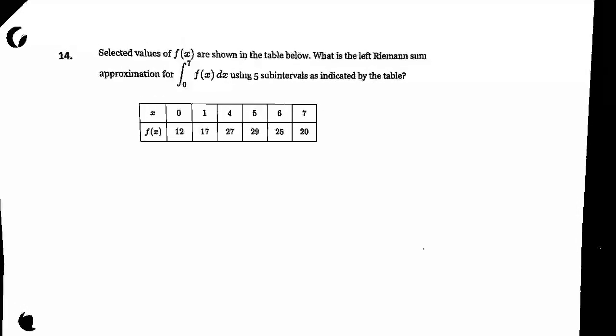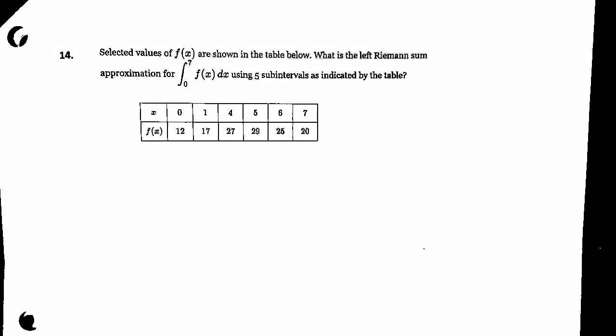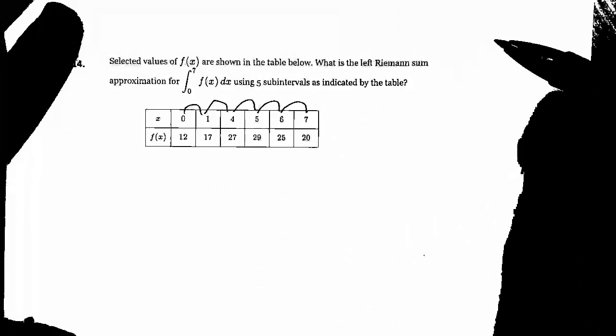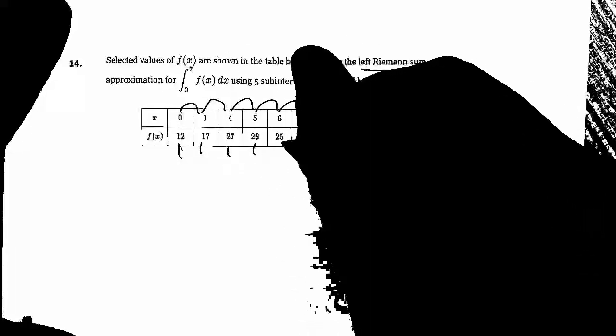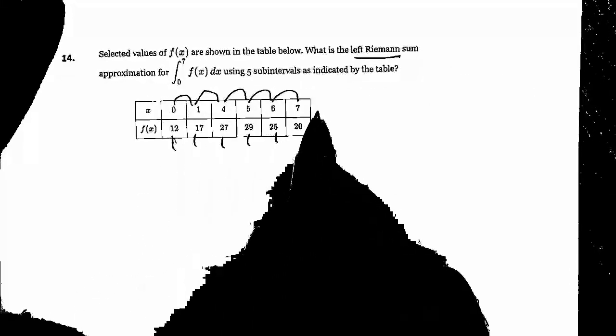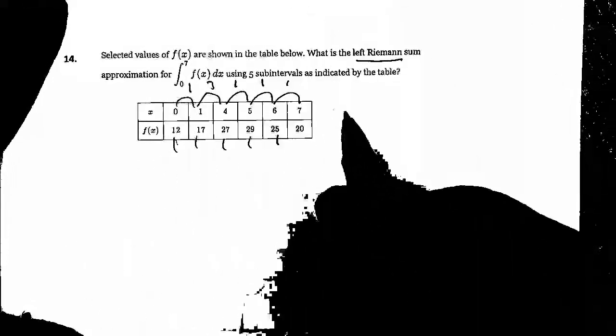Selected values are shown below. What's the left Riemann sum approximation of 0 to 7 using 5 subintervals indicated by the table? All right, so we're going 1, 2, 3, 4, 5. And it's a left Riemann, so we're going to take the left numbers here, and we're going to multiply by the width up top. Let's get those widths. So this is 1, this is 3, this is 1, this is 1, this is 1. That's the distance between each one. And let's set up the sum.